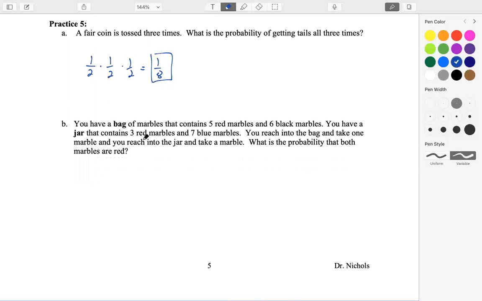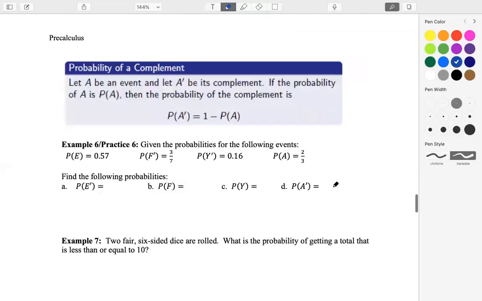You have a jar that contains 3 red and 7 blue marbles. You reach into the bag and take 1 marble and 1 from the jar. What is the probability that both are red? Okay, so this is going to be the bag, and this is going to be the jar. We want red. So in the bag, we have 5 out of 11 red. In the jar, we have 3 out of 10. When I multiply those together, you get 15 over 110, which simplifies to 3 over 22.